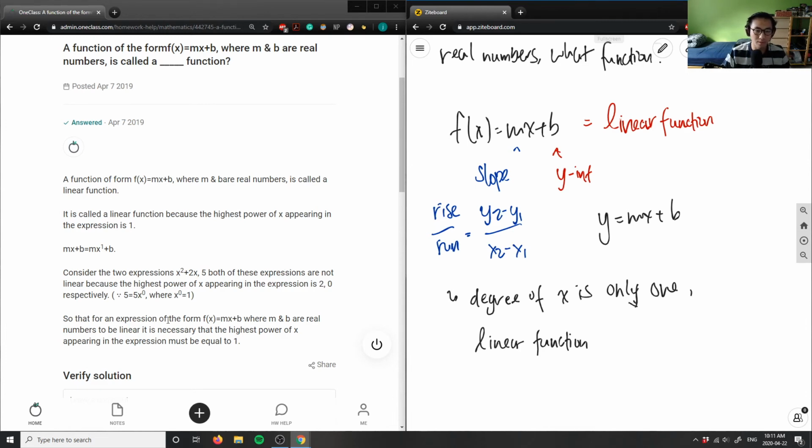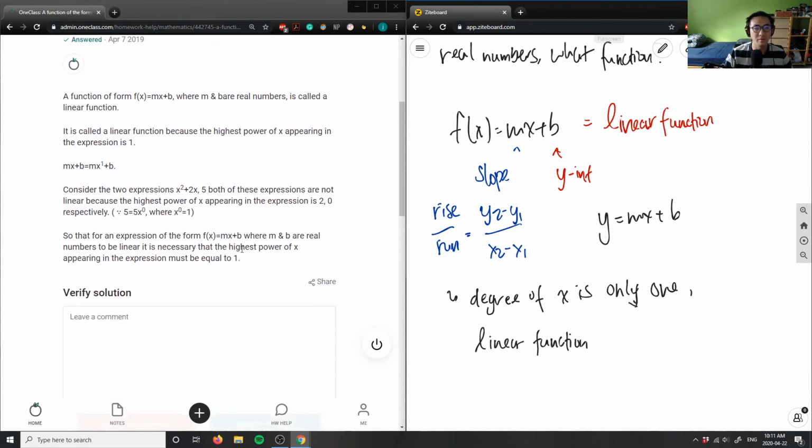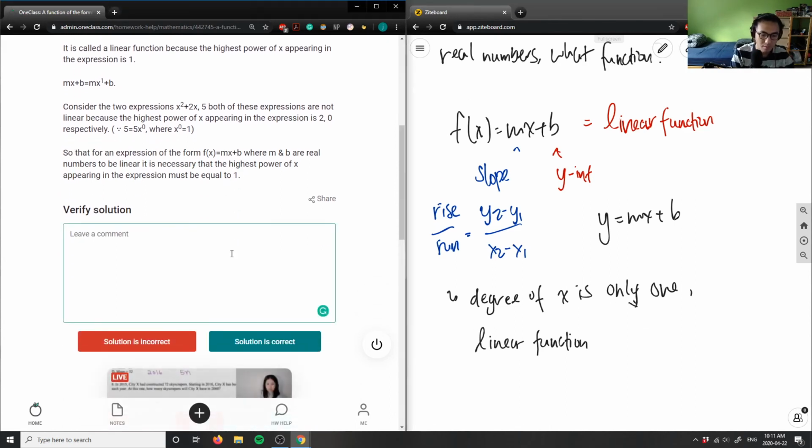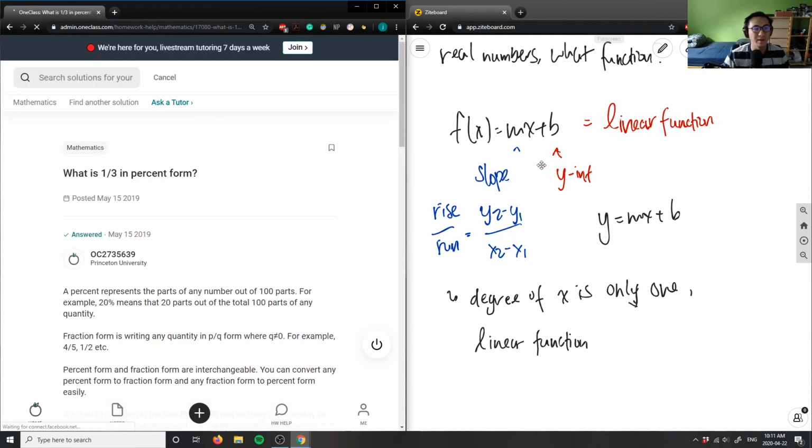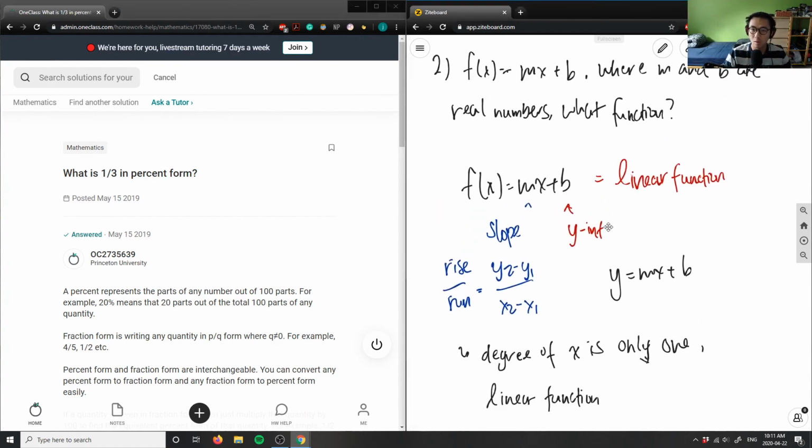So for an expression of the form f of x equals mx plus b, where m and b are real numbers, to be linear, it is necessary that the highest power of x appearing in the expression be equal to 1. This solution is correct. Great. So we can use all these terms, but really it depends on what the degree of the polynomial is. Therefore, it's a linear function.